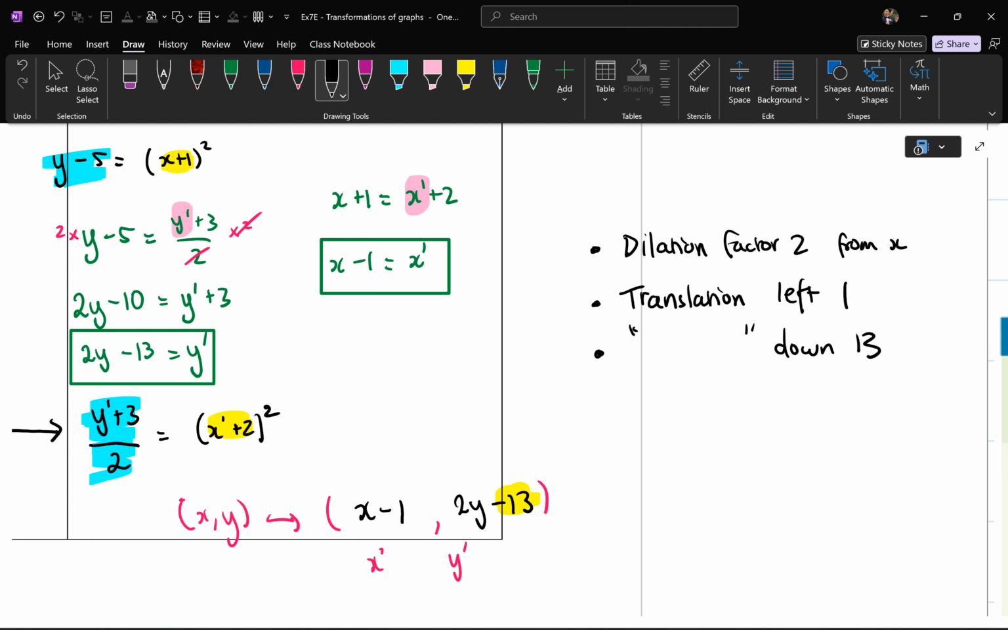And with translation, it doesn't actually matter which one goes first. I was just going x and y. So you can say down 13 and left 1. Doesn't matter. Dilation should come first, though. If it was like negative x, how do you word that one? If it's negative x, then the reflection has to sit in between dilation and translation. To affect the x, you have to flip horizontally, so there'll be a reflection in the y-axis. The y-axis is the mirror. So instead of saying reflection in the mirror, you'd say reflection in the y-axis.